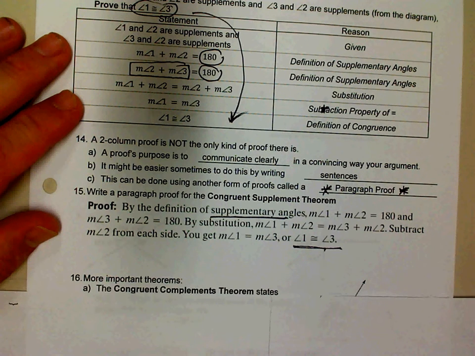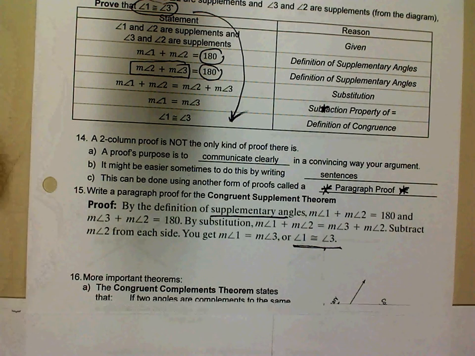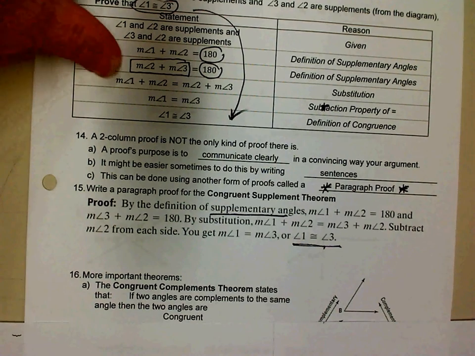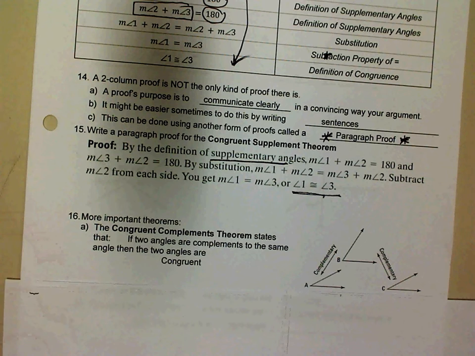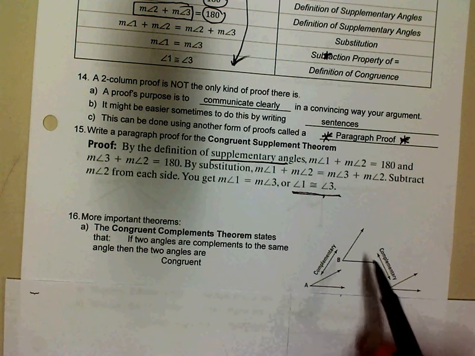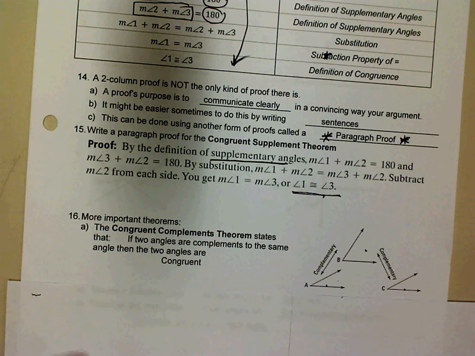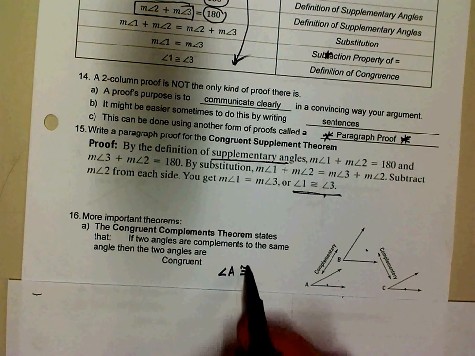There's another important theorem, and that's the congruent complements theorem. Basically the same thing up above that we did with supplements. We won't prove this one, but it says if two angles are complementary to the same angle, B is complementary to A, B is complementary to C, then these two, angle A and C, are congruent. And in this case, again, angle A would be congruent to angle C by this congruent complements theorem.